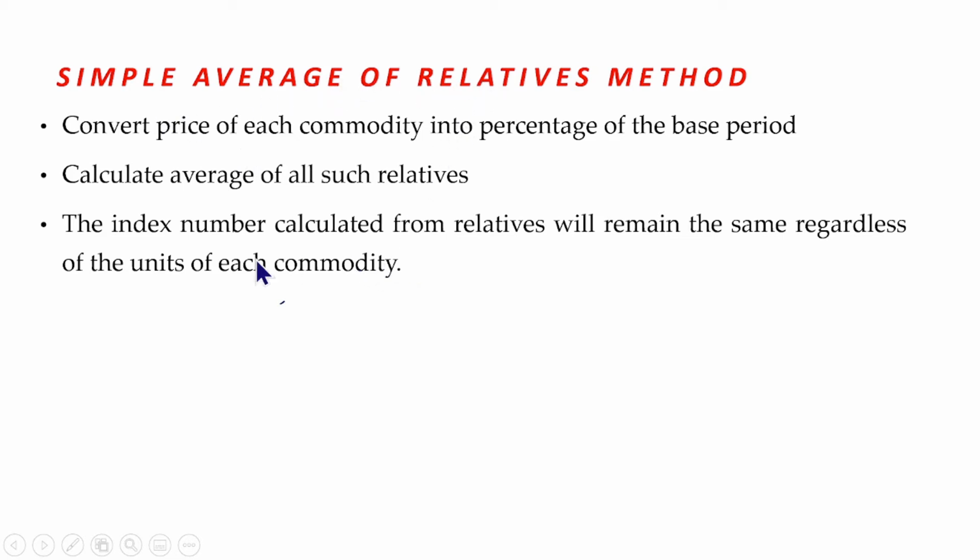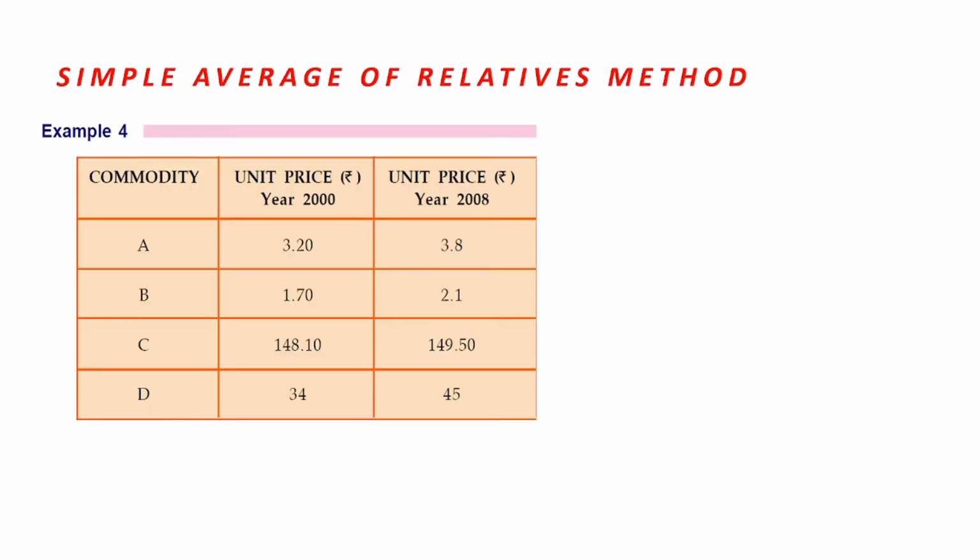Here one advantage is that the index number calculated from relatives will remain the same regardless of the units of each commodity. So that is one advantage of this method. Now we will see an example as to how we can use this method to find the index number. So here is an example. For this example we have to use the simple average of relatives method to find the index number.